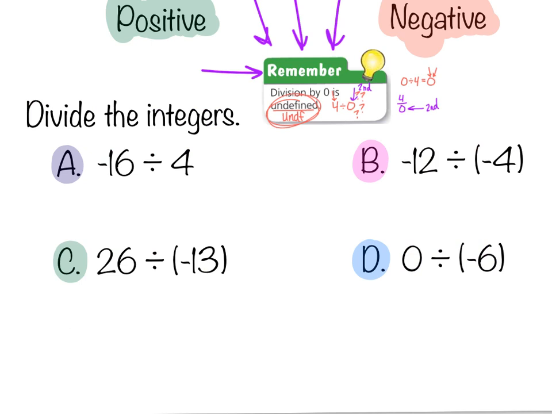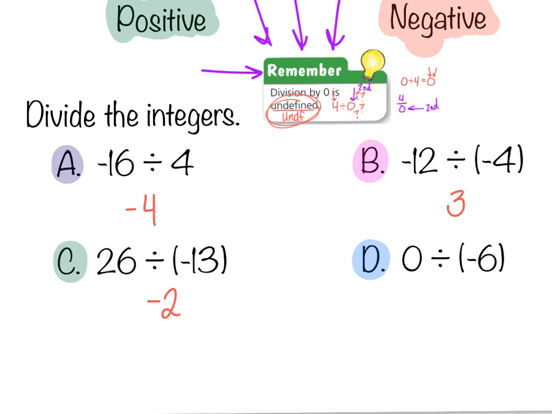All right, let's look at some examples. Divide the integers. Negative 16 divided by 4. Well, 16 divided by 4 is 4, and because I've got one negative, my answer will be negative 4. It doesn't matter which of the numbers is negative. It just matters that one of them is negative. In example B, we have 2 negatives. That makes a positive, and 12 divided by 4 is 3, so positive 3. Example C, we've got another negative number here, just one of them. So 13 goes into 26 twice, so negative 2.